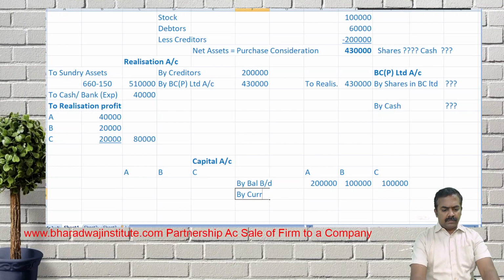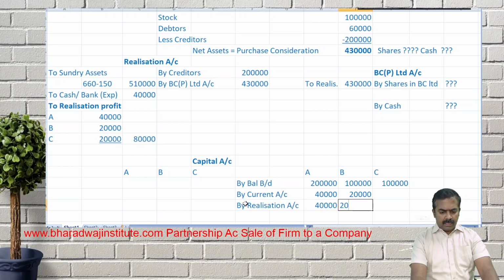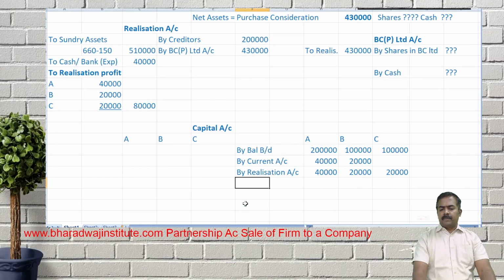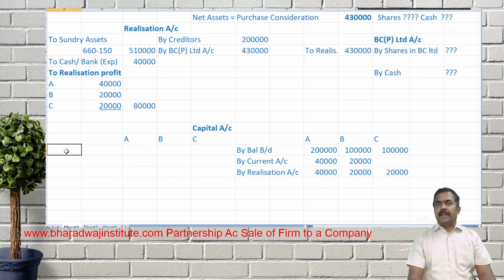By current account? 20,000, 40,000 and 20,000. By realization profit? Any doubt in this? Now, who has to be paid? A retires, right? A has to be paid. How much to pay? 2,80,000 to pay, to cash or bank account. It's a balancing figure. How much? 2,80,000 we have to settle.